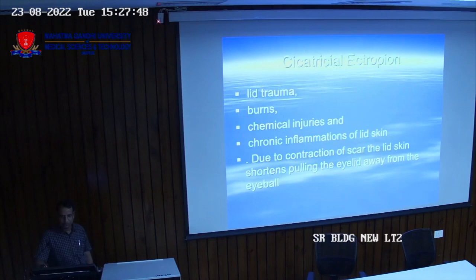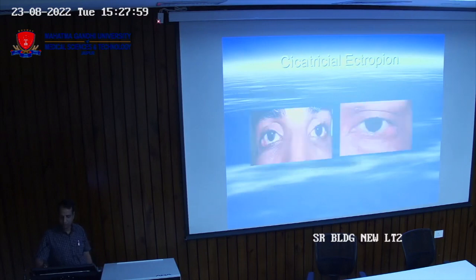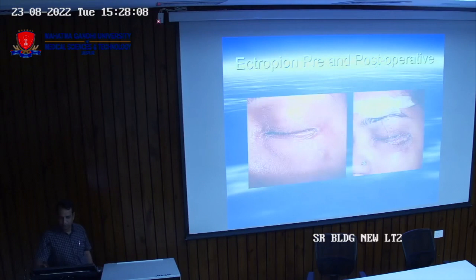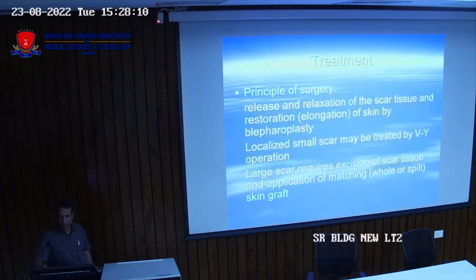Cicatricial ectropion is due to lid trauma, burns, chemical injuries and chronic inflammation of the lid skin. Due to contraction of scar, the lid skin shortens, pulling the eyelid away from the eyeball. In this picture, you will see that due to the scar at the skin, the margins are pulled away from the globe. After correction, it is properly closed. Principle of surgery: release and relaxation of the scar tissue and restoration of skin by blepharoplasty. A localized small scar may be treated by V-Y operation. A large scar requires excision of scar tissue and application of a matching skin graft.